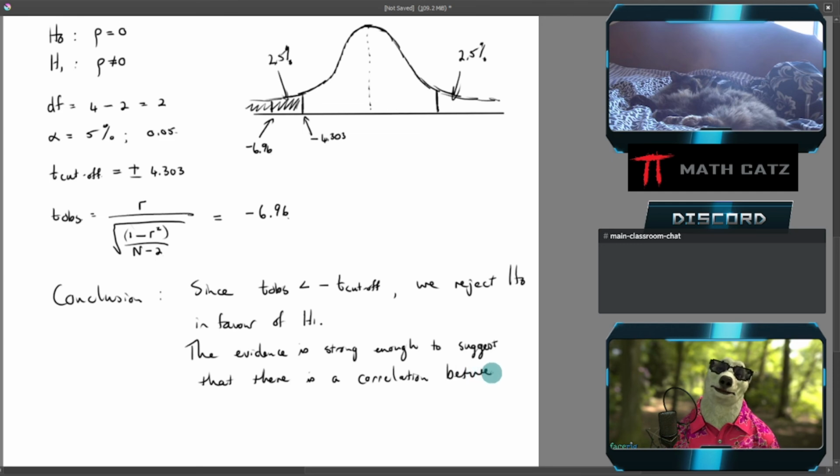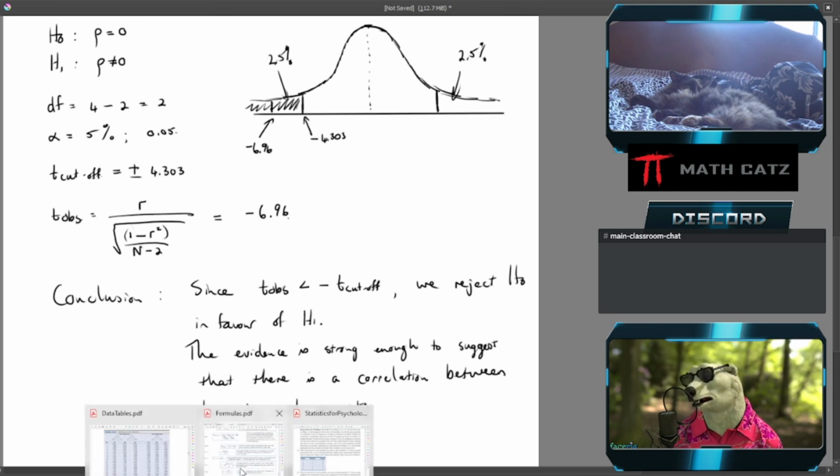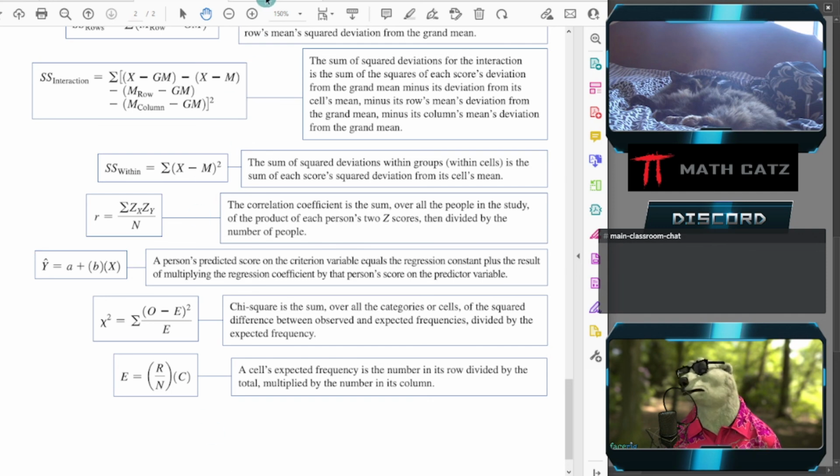Between dexterity and anxiety. Now, they didn't really tell the whole story here. Where does this test come from? What kind of dexterity, fine motor skills, what could it be, right? So we don't really know the full story. Not formulas, I'm looking for the question.